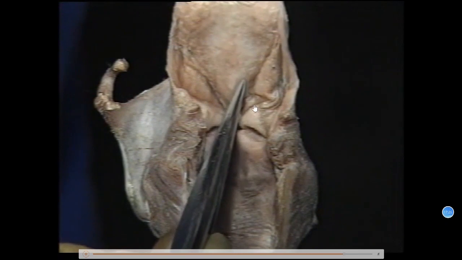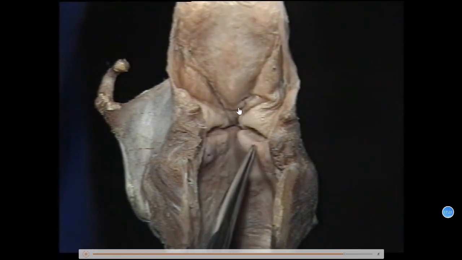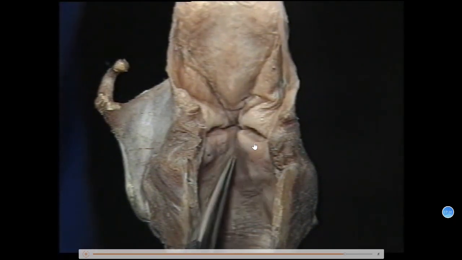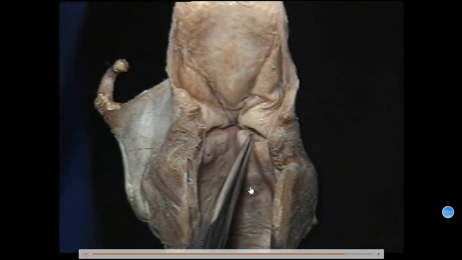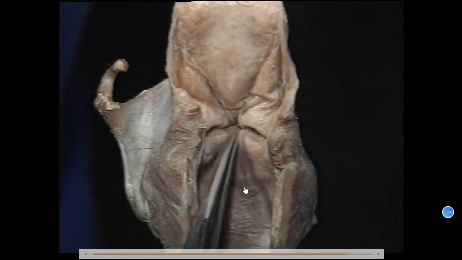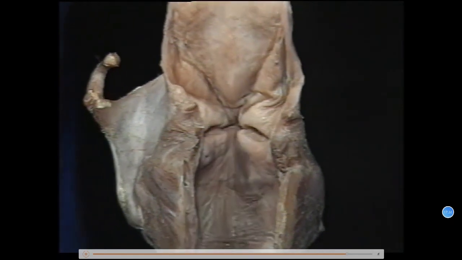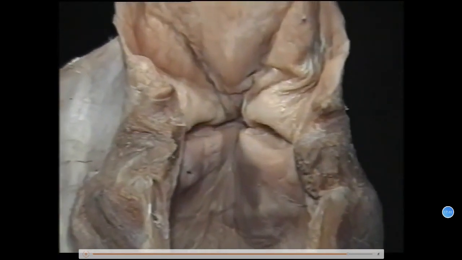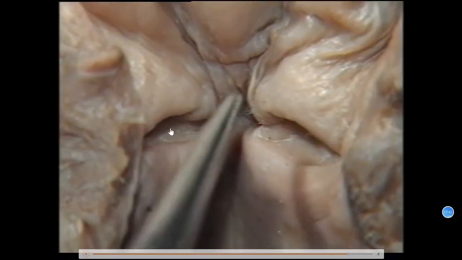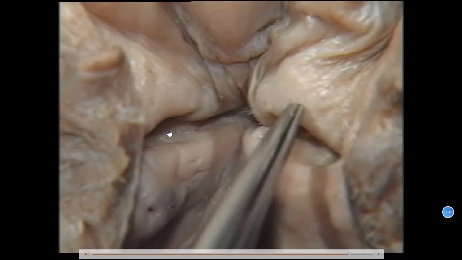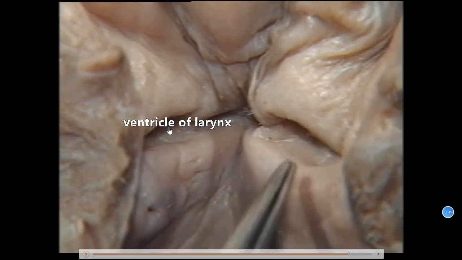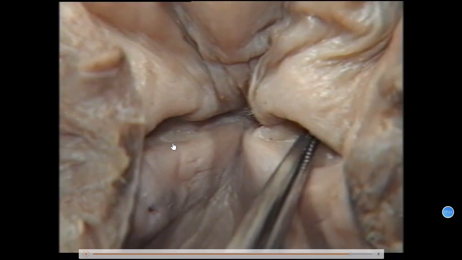So the upper part is the laryngeal vestibule. Middle part is the intermediate cavity of larynx. Lower part is the infraglottic cavity. Here is the ventricle of larynx, between these two folds.